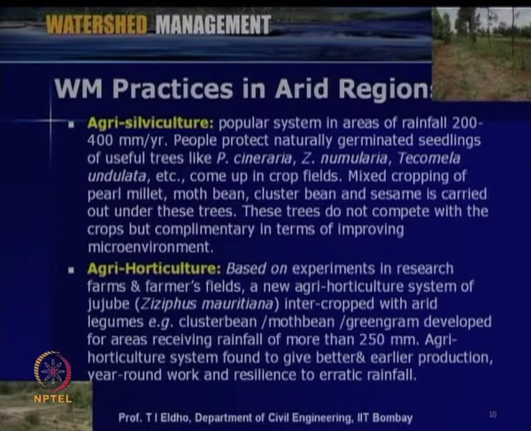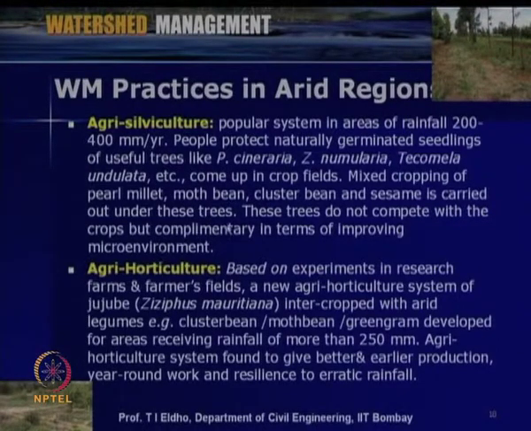So you can see that big trees will be there, like in this photograph, and small plants like beans, pearl millet, etc., can be grown under the shade of these trees. These trees do not compete with the crops, but are complementary in terms of improving the microenvironment. So that is the so-called agri-silviculture system.